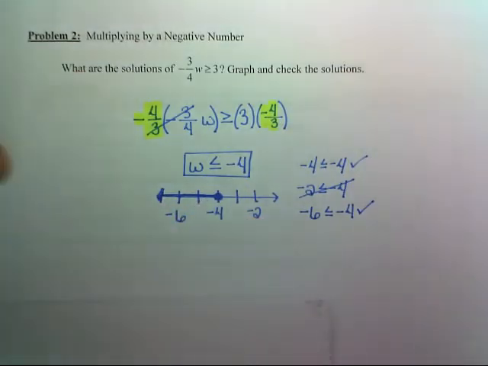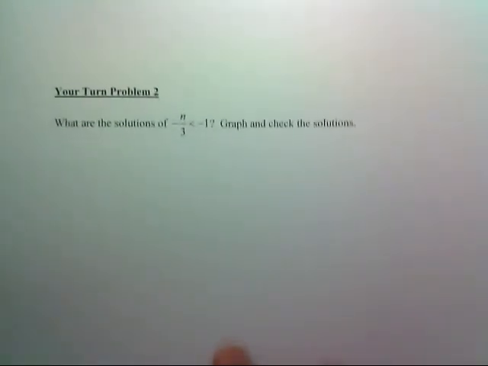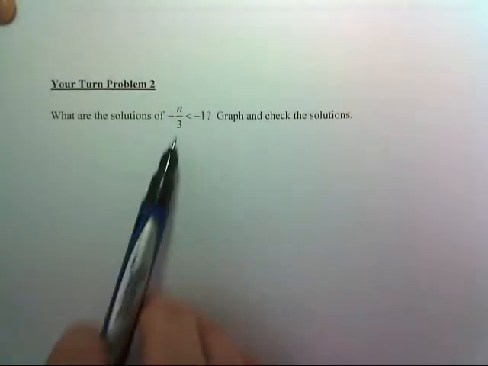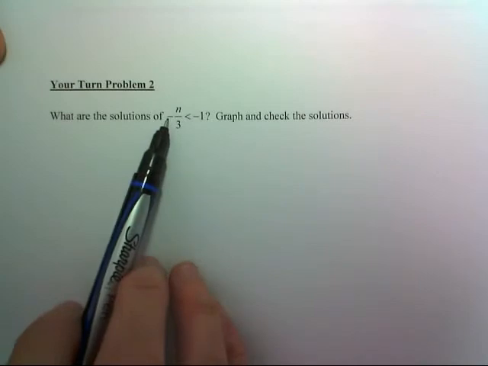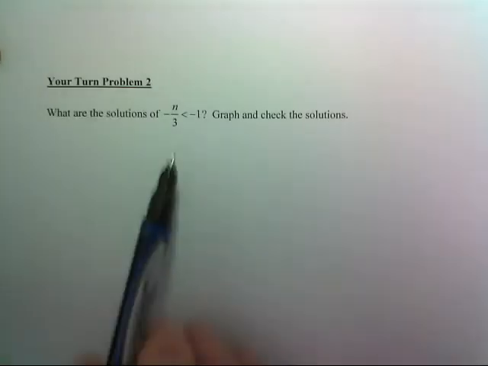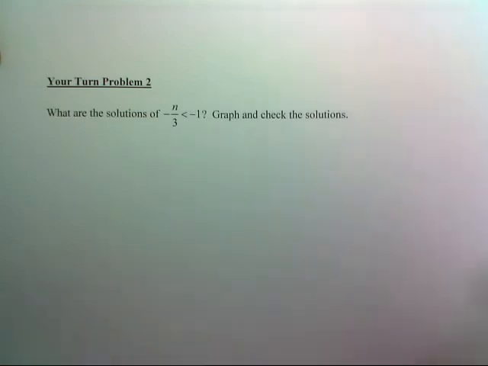Alright, so that is multiplying by a negative number. Now take that and apply it to this your turn problem. This is very similar to problem 1 in the way it's designed, but be careful, that is a negative there. Solve this inequality, graph it, and then be sure to check your solutions after you've graphed it.